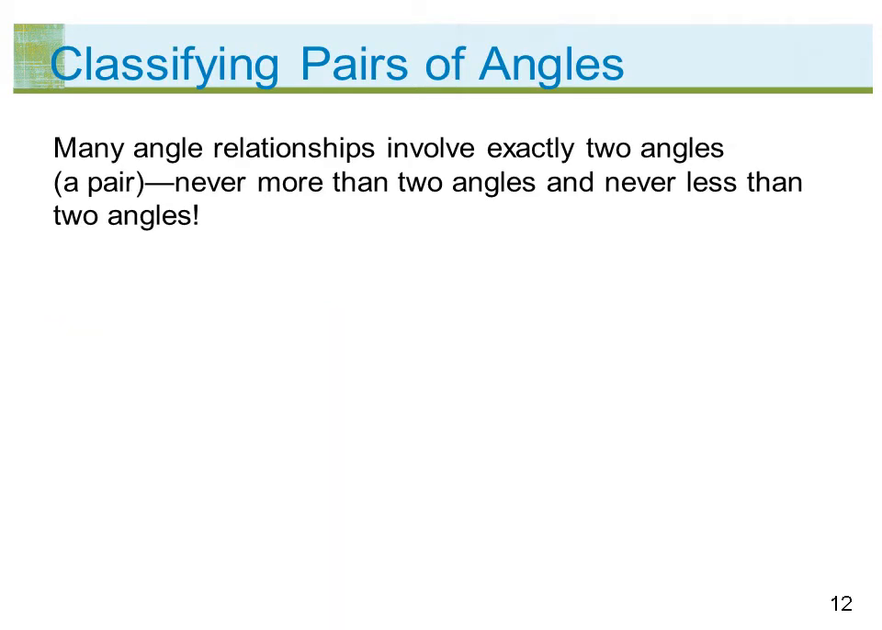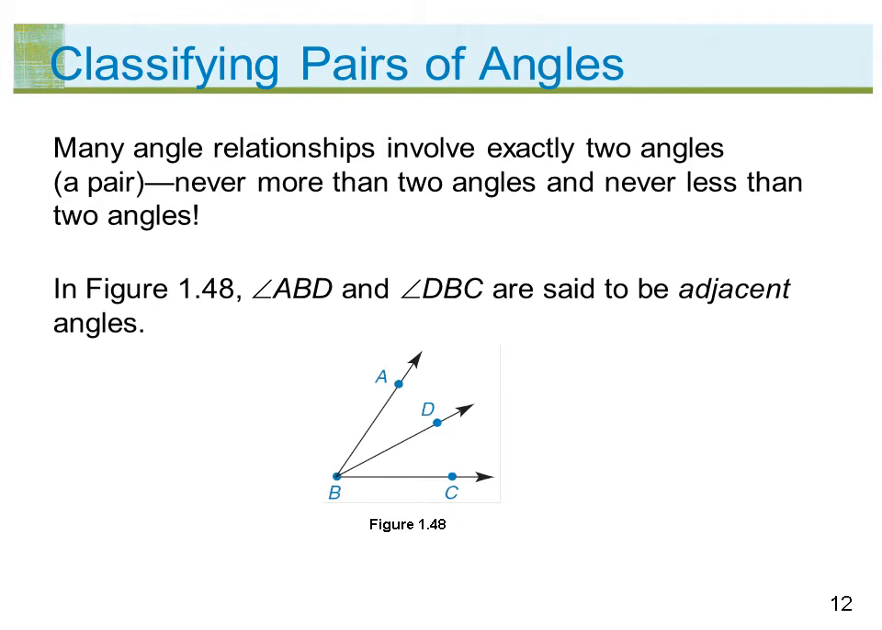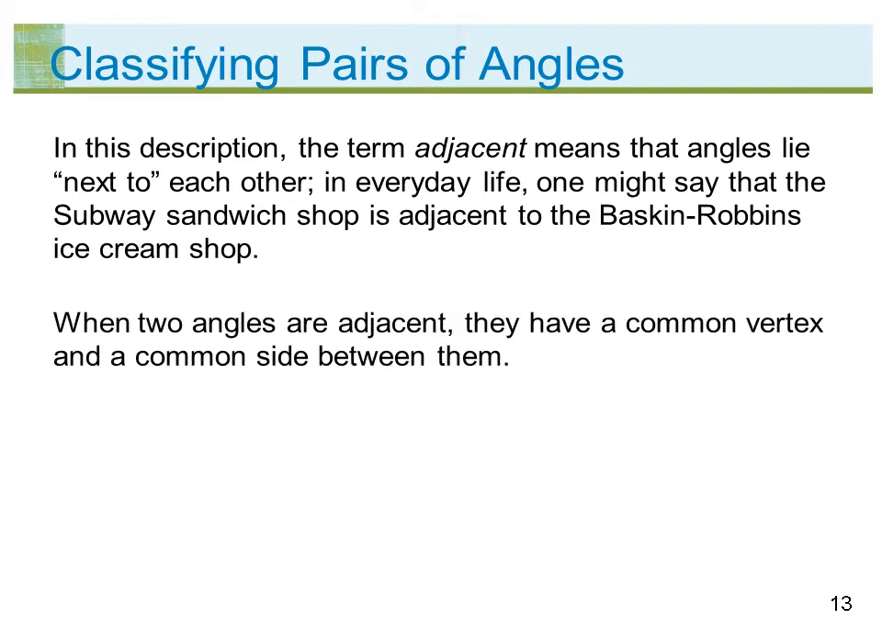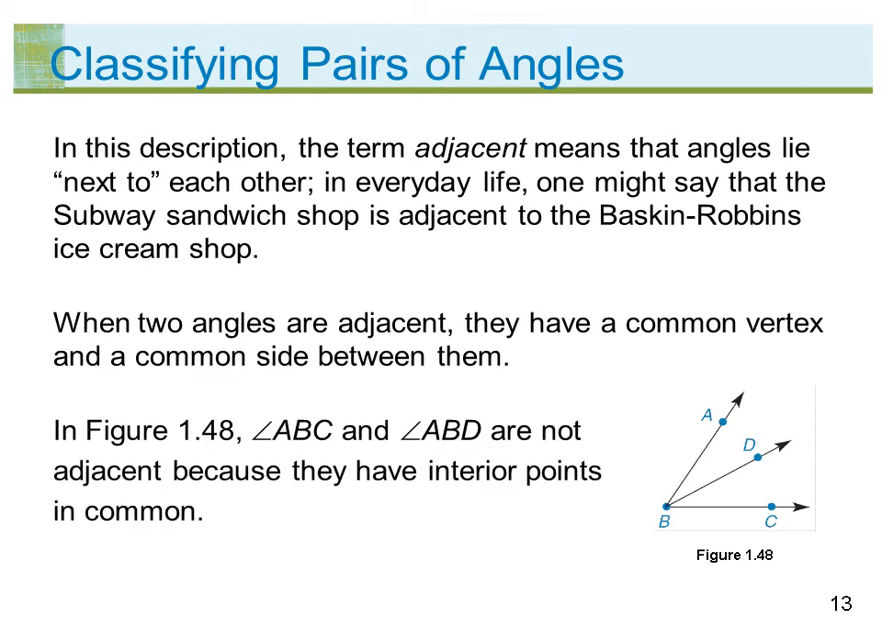Many angle relationships involve exactly 2 angles, a pair. Never more than 2 angles, and never less than 2 angles. In Figure 1.48, angle ABD and angle DBC are said to be adjacent angles. In this description, the term adjacent means that angles lie next to each other. In everyday life, one might say that the Subway sandwich shop is adjacent to the Baskin-Robbins ice cream shop. When 2 angles are adjacent, they have a common vertex and a common side between them. In Figure 1.48, angle ABC and angle ABD are not adjacent because they have interior points in common.